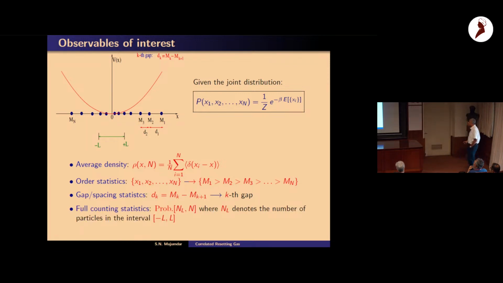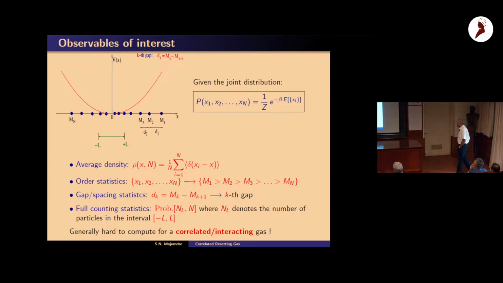And then the last one is the full counting statistics. That means you take any interval minus L to plus L, and you just count the number of particles there, N_L. And N_L is going to be a random variable because there is an underlying probability distribution, so it will fluctuate from one sample to another. And you can ask, what is the distribution of N_L given the total number of particles? Okay, so this is called the full counting statistics.